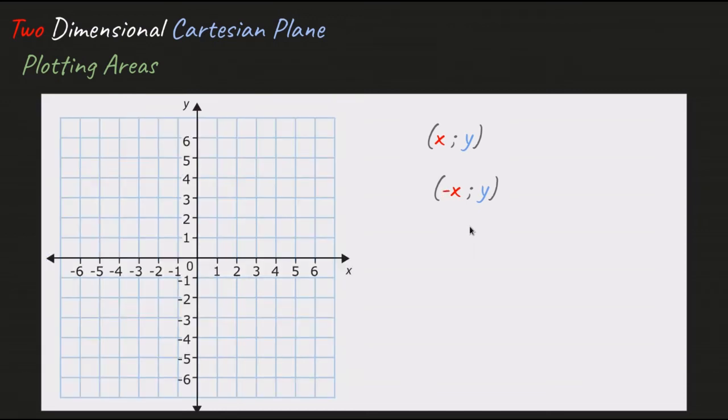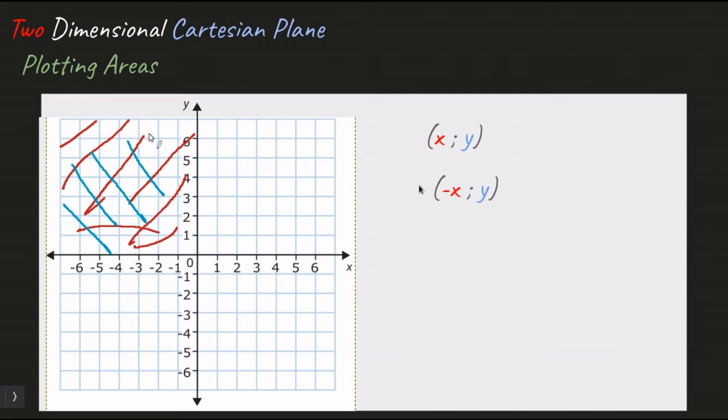Now, the next one. Where is x always negative? So x is always negative and y is positive, so it's got to be that area. Let's shade it. X is always negative and y is always positive in that quadrant, and that's called the second quadrant of the Cartesian plane. X is minus and y is positive.